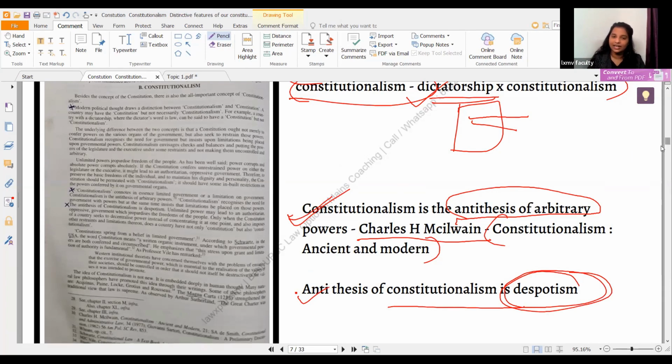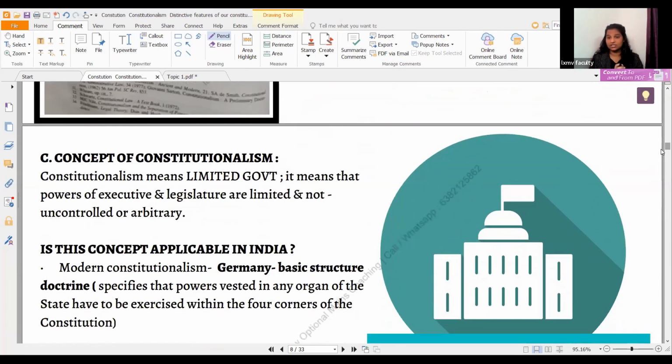Now let's see how you can understand the concept, how it is anti-arbitrary, and how it is against despotism. We will see everything, one by one. The concept we told is limited government. It means the executive, legislature, and all these powers are limited. It is not an uncontrolled power. It is not an arbitrary power. So first you have to give the key term and then give the meaning, and this is the meaning.